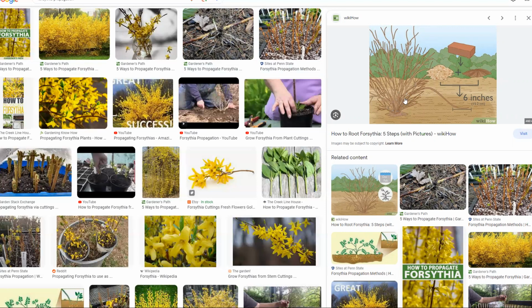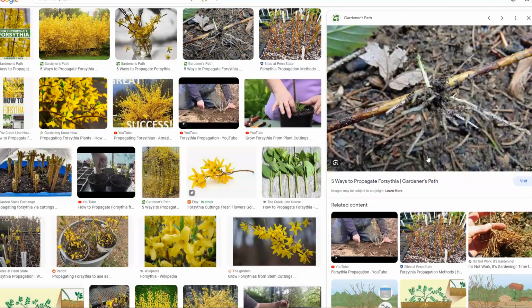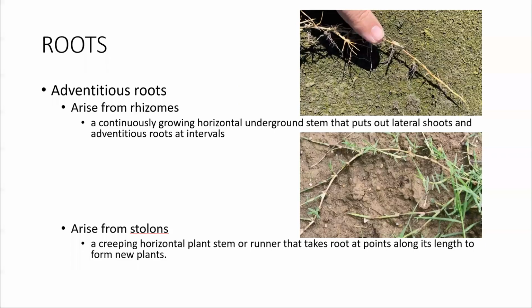So if you have a forsythia, you can take one of the older branches. You can do it with the newer branches as well. But you can take one of those branches and literally just bend it down, set it on bare soil, put some compost, a little mulch on it with a brick on top of it. And literally a couple months later, as long as there's moisture, this is what you'll find. And then you can cut this portion off of the mother plant, and you have a brand new plant. Okay, so again, we use adventitious roots to our advantage in horticulture to be able to make more plants.